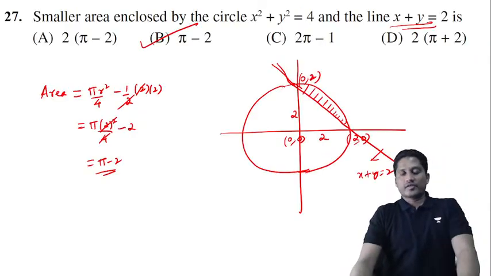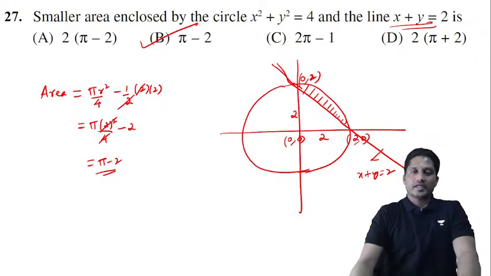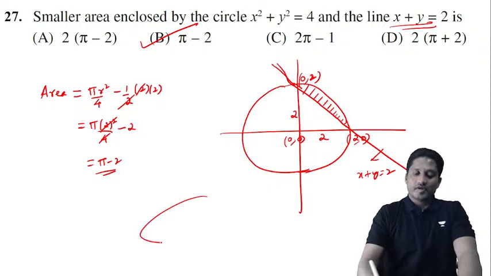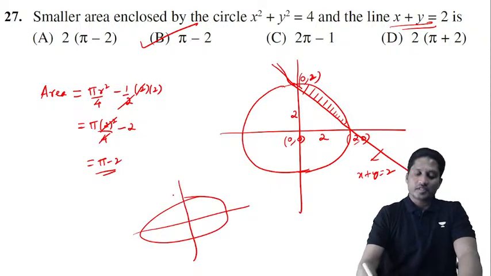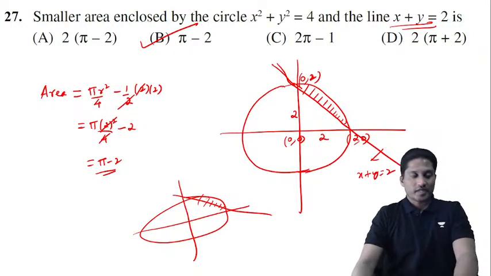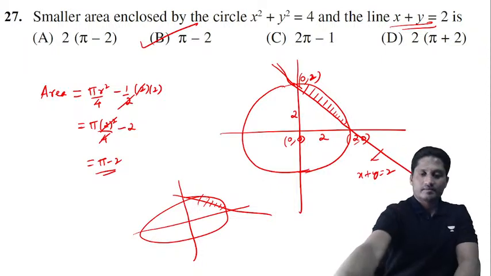No need to use integration, guys. Just find area of the circle in the first quadrant, cut the triangle, you will get the area. Same thing for ellipse also. If you have ellipse and area bounded by the ellipse and the line, do the same thing here. Find the area of the ellipse in the first quadrant, that is pi AB by 4, minus cut the triangle, half base into height, you will get the answer.